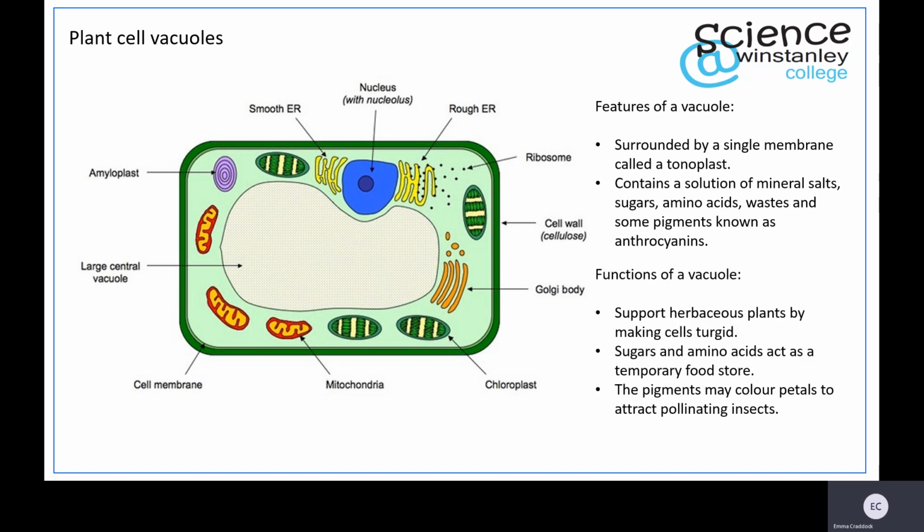The vacuole has a number of functions. They support herbaceous plants by making cells turgid. Herbaceous plants are plants that do not have a woody stem. So for example, a daisy or any herbs you may grow, such as basil or thyme. They also store sugars and amino acids as a temporary food store, and the pigments may colour petals to attract pollinating insects for reproduction.